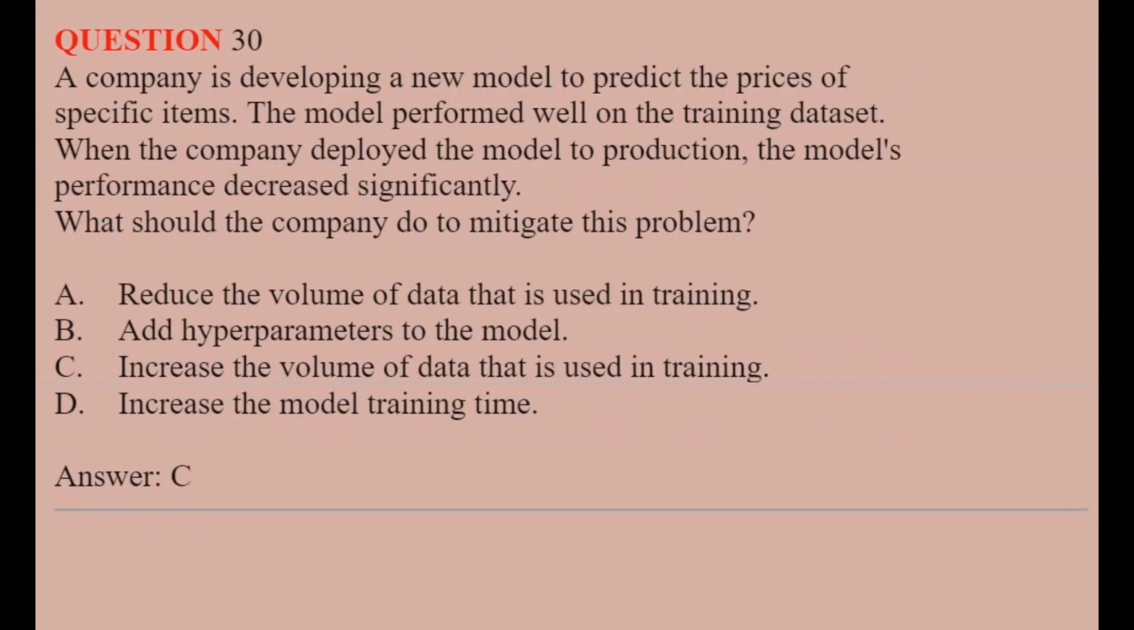Question is, a company is developing a new model to predict the prices of specific items. The model performed well on training dataset. When the company deployed the model to production, the model's performance decreased significantly. What should the company do to mitigate this problem? Option A. Reduce the volume of data that is used in training. Option B. Add hyperparameters to the model. Option C. Increase the volumes of data that is used in training. Option D. Increase the model training time. Correct answer is option C.